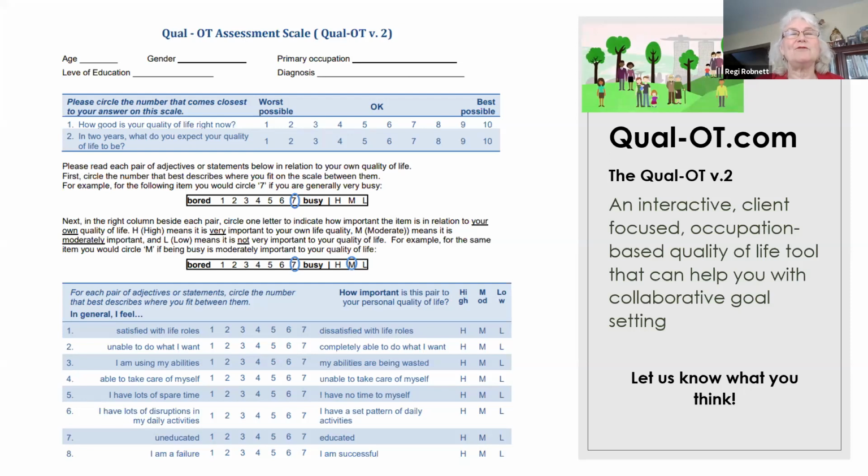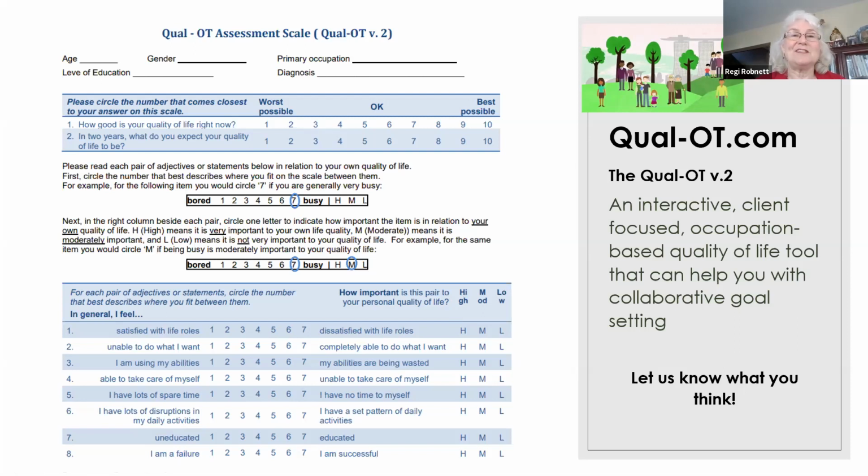But really what you're looking for are those factors that are most important to the person, so those that are marked as high importance, but that are also the furthest distance from being optimal. So for example, for the first question, satisfied with life roles. If the person marks a 1, that means they're very satisfied with life roles. So that's not going to be an OT goal. But if they mark dissatisfied with life roles, that might be, and that it's high importance, that would be an area that you'd want to explore in occupational therapy.